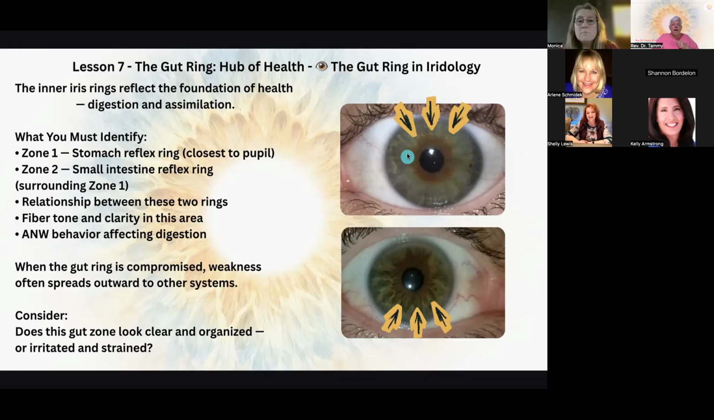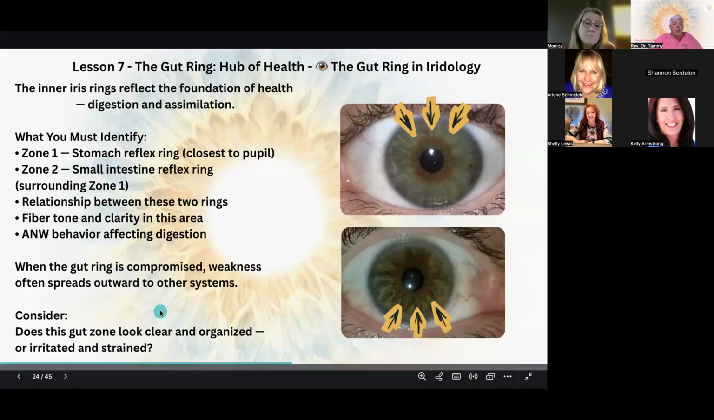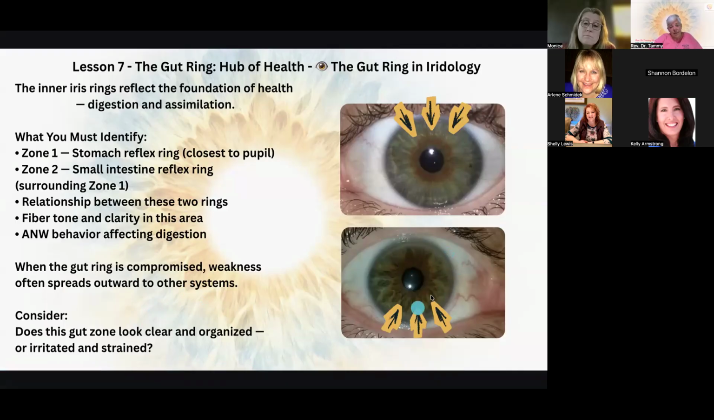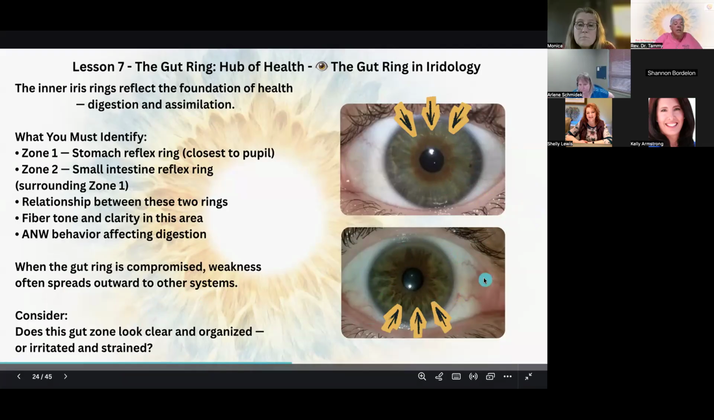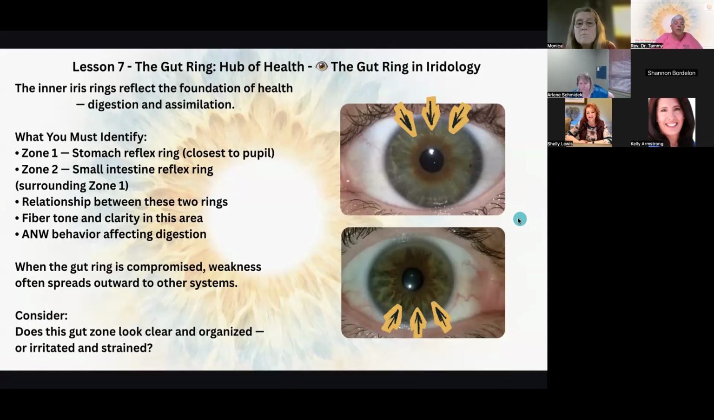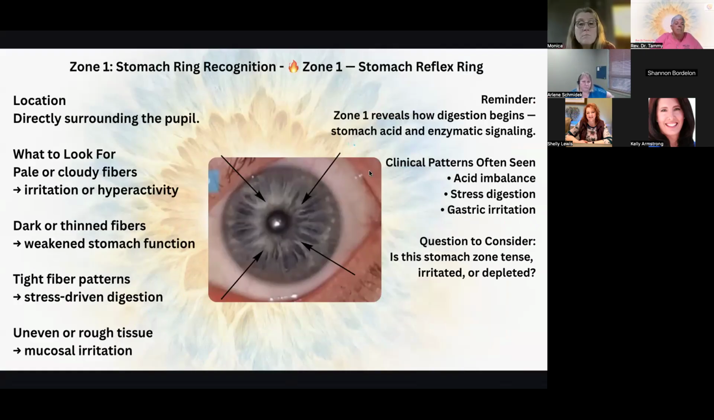Because this is nice and smooth and centered, and it's not got all these little offshoots going on. So, does the gut zone look clear and organized, or irritated and strained? To me, this looks irritated and strained, doesn't it to you? And this one looks calm. I mean, it's together. It's not spread all over the place. So everywhere these pockets end up is affecting a tissue or an organ as well. And we'll get into that as we get into mapping the eyes.